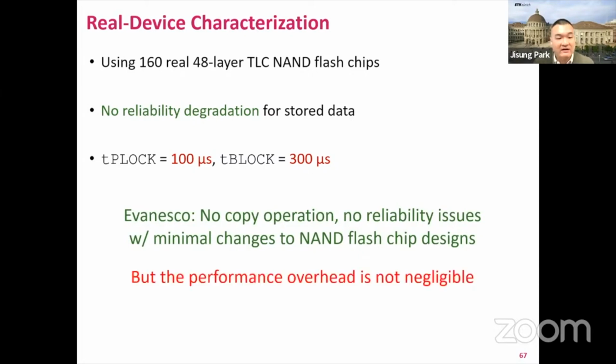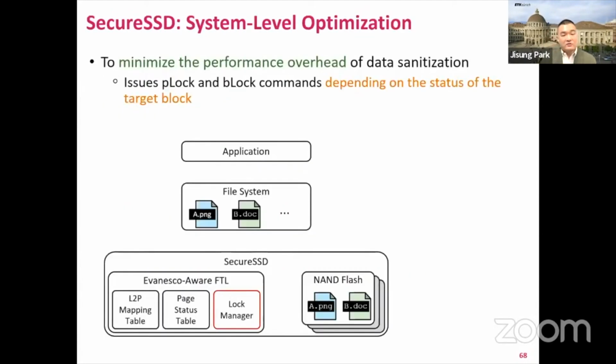However, the performance overhead is still not negligible, as the P-lock and B-lock latency is as long as the typical page read latency, like 100 microseconds, let's say. To address this, we also propose SecureSSD, an Evanesco-enabled SSD that minimizes the performance overhead of data sanitization in two ways.